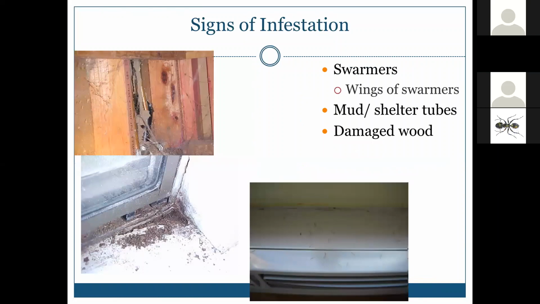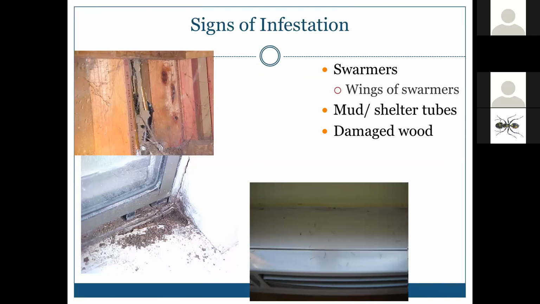So other ways that you can look for signs of infestation, you can look for wings of swarmers, which you see in this bottom right picture. As I said, the swarmers will shed their wings. So a lot of times those wings will collect in light fixtures. They'll collect on windowsills, near doors and windows that have light coming in because they're going to be attracted to that light.